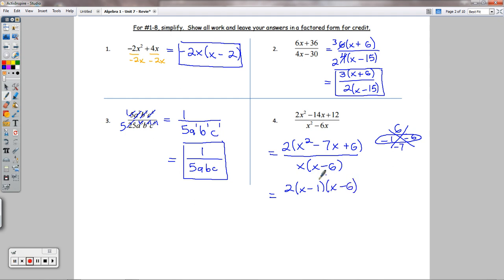If you change the order and write x minus 6 first, that is okay. And then here you'd have x times x minus 6. X minus 6 will cancel there and there. Your final answer would look like this. 2 times the quantity x minus 1 all over x.